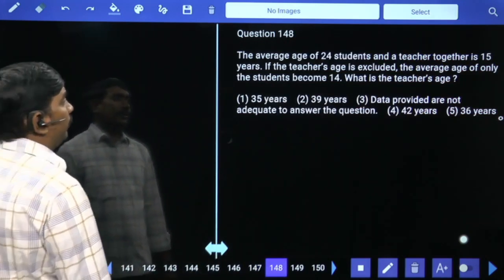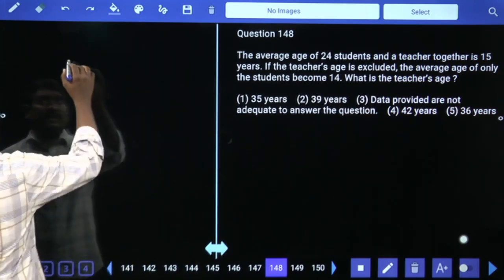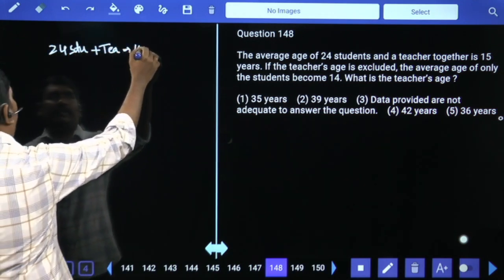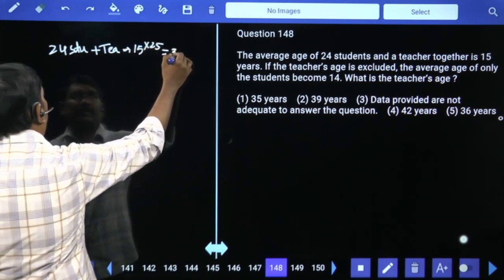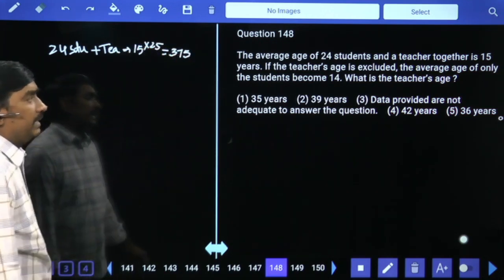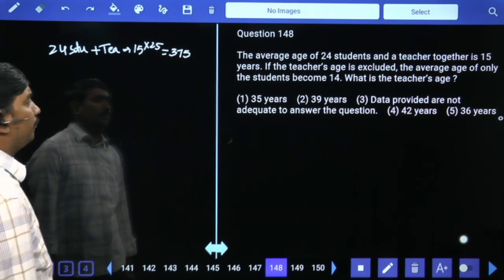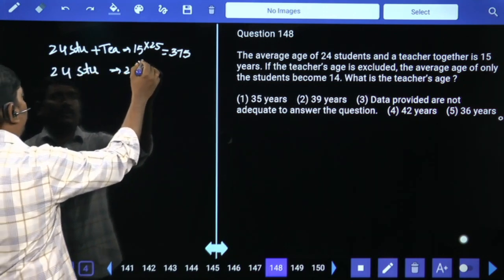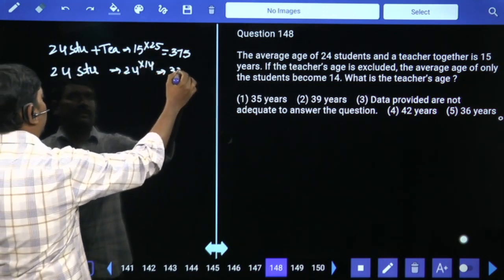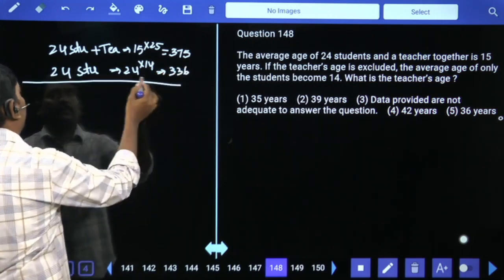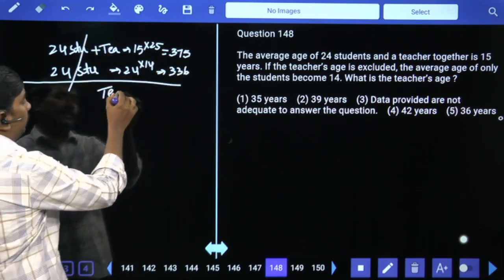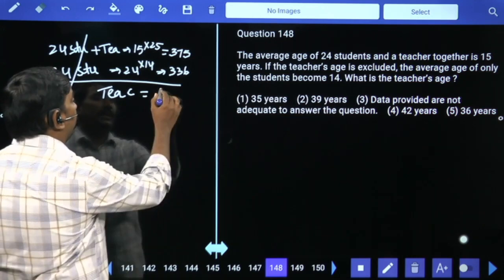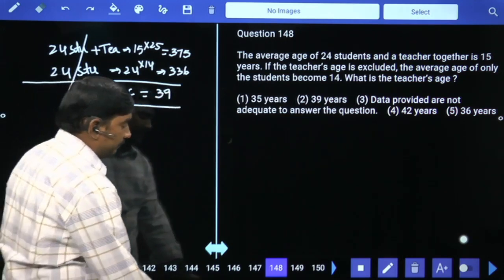The average age of 24 students and a teacher together is 15 years. 24 students plus teacher, average 15 means total 25 members, so 375 is the total. If the teacher's age is excluded, the average age of only students becomes 14. 24 students average 14, then total 24 into 14, 336. Then teacher's age is 375 minus 336, nothing but 39 years.